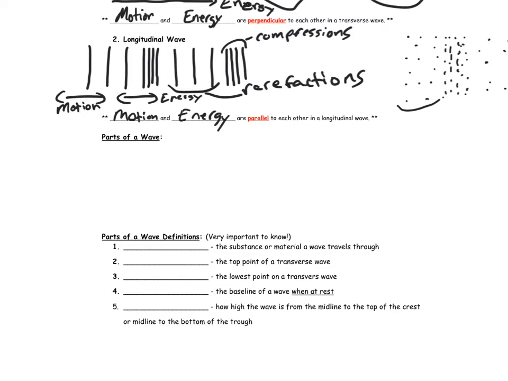So first of all, the substance or material the wave travels through is known as the medium. So the medium is what the wave travels through. In sound, it's air. So whenever you're talking, air is the medium. If you're at the ocean, the water is the medium. If you are making a wave on a string, the string is the medium. So the medium is just whatever the wave is traveling through.